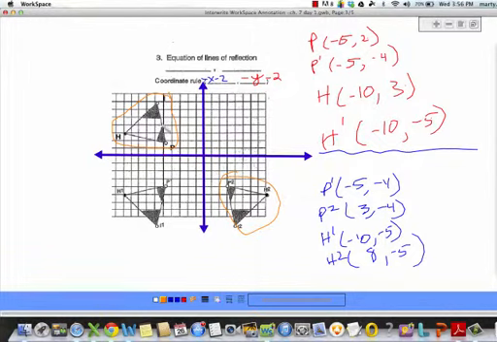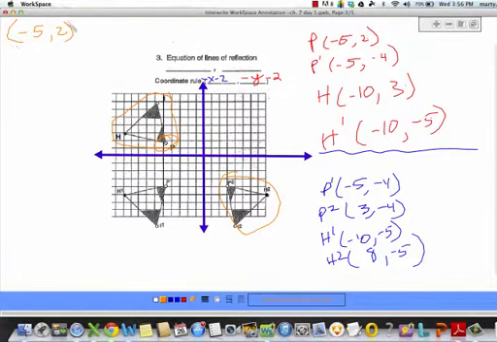First, we're going to change the sign on the x and subtract 2, and then we're going to take all of the y's, change the sign, and subtract 2. Let's check the P on both of those. P was (-5, 2).